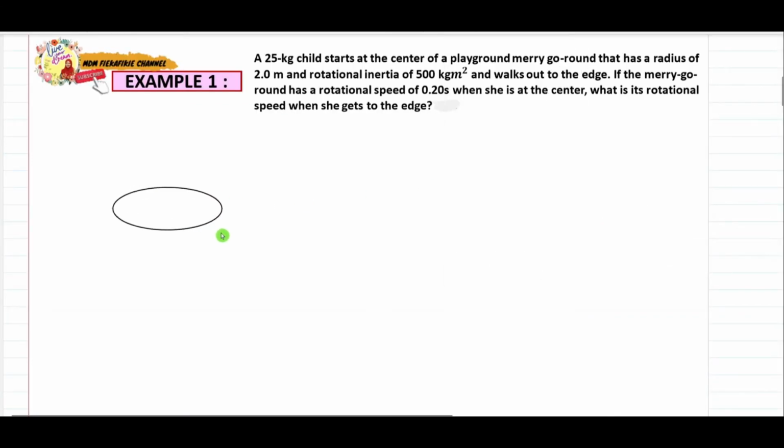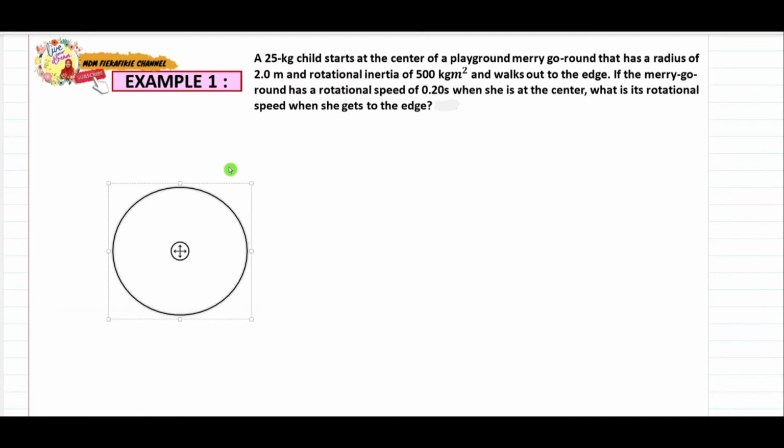Let's say here we have a merry-go-round, for example, and this is the center. Initially a child sits here at the center, while the radius of the merry-go-round is given as 2 meter. This child will walk out to the edge, means that dia akan jalan, from here until here.